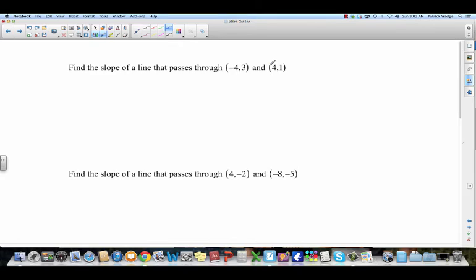But we don't want to do that. We want a faster method. So we're going to use one of the formulas that we just talked about. Well, the one that I like to use is m equals change in y, that's what the triangle means, change in y, over change in x.